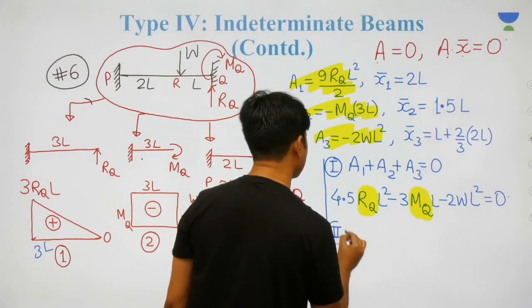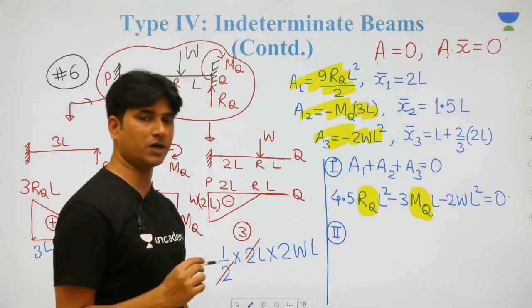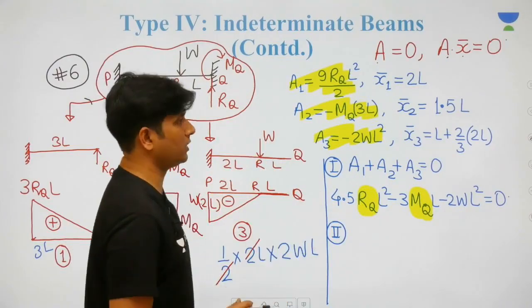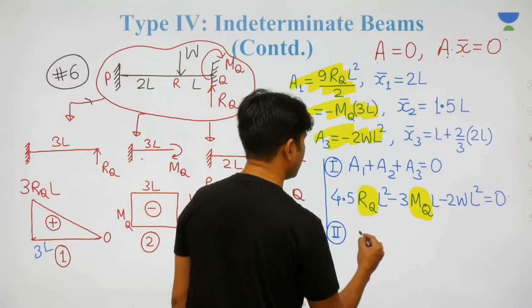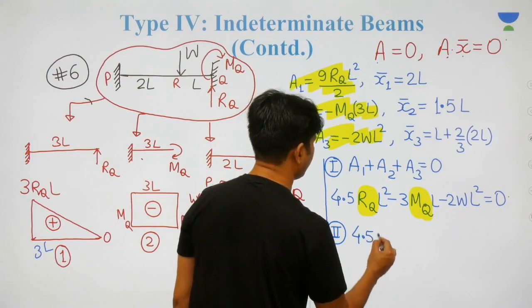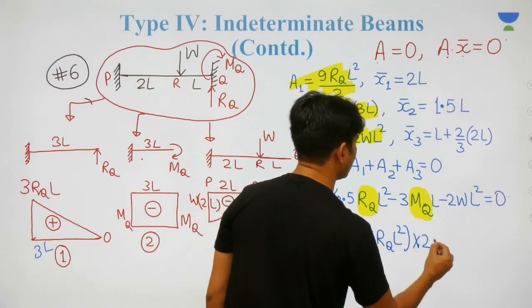Second condition is what? Second condition is A1x1 bar, A2x2 bar, A3x3 bar. The total first moment of the area must also be equal to 0. So A1x1 bar is what? A1x1 bar is 4.5 RQL square multiplied by 2L.